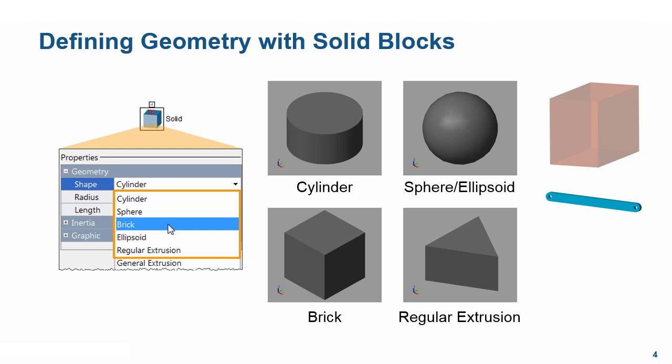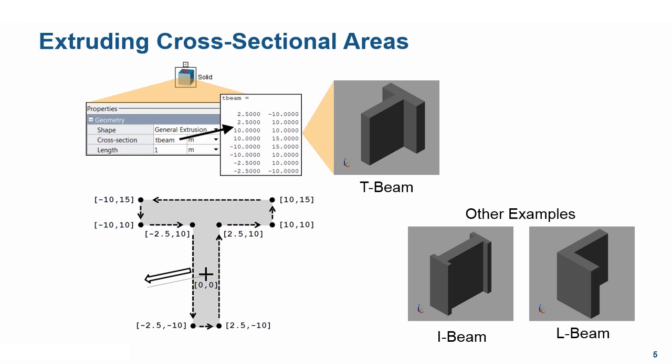We can already see that this is a more complex part than the simplified chassis. None of the built-in shape options will work for this. So we need another way to specify the geometry. The solid block also enables us to specify geometries by setting its shape parameter to general extrusion. By this, we can specify the cross-section for the extrusion as an array of coordinate pairs.